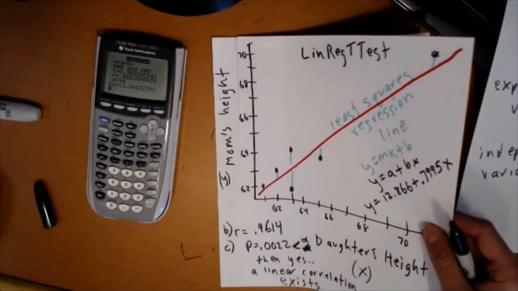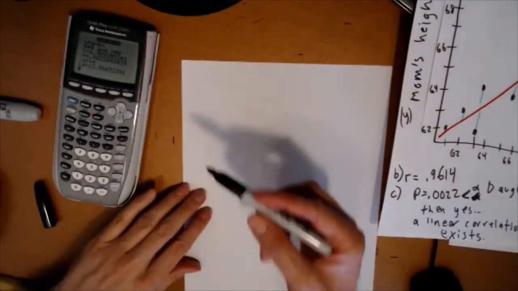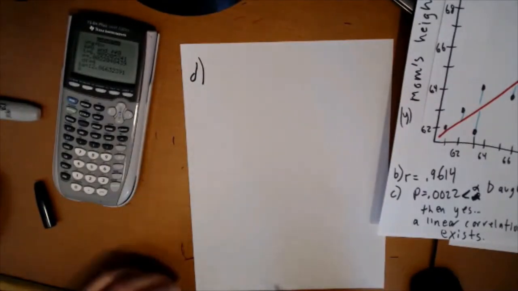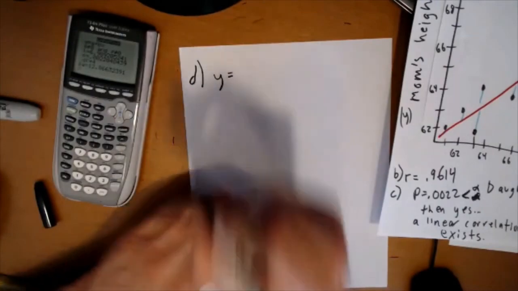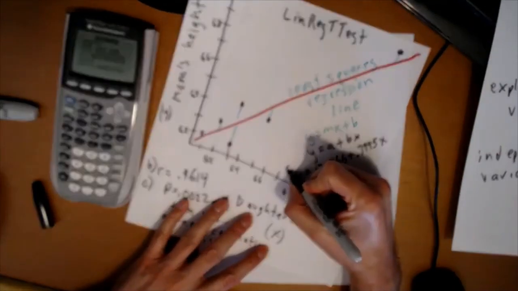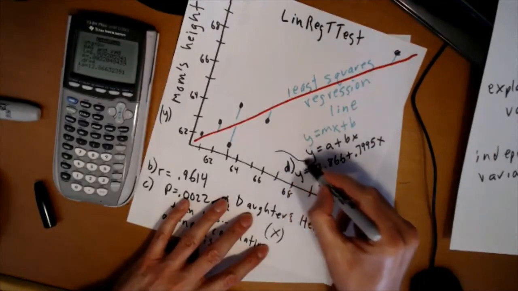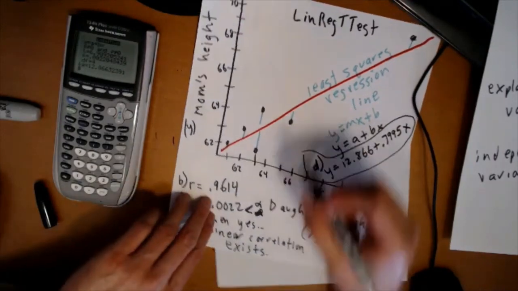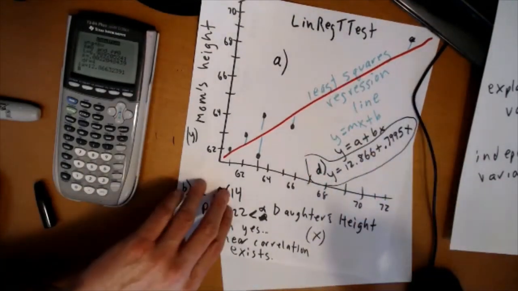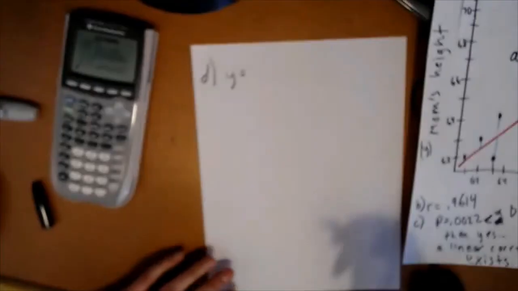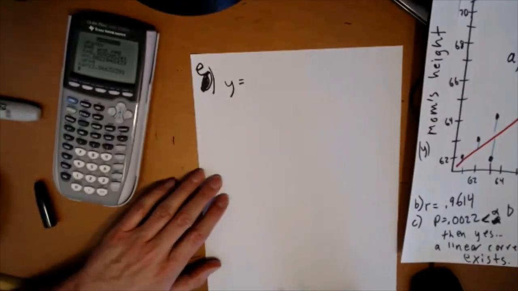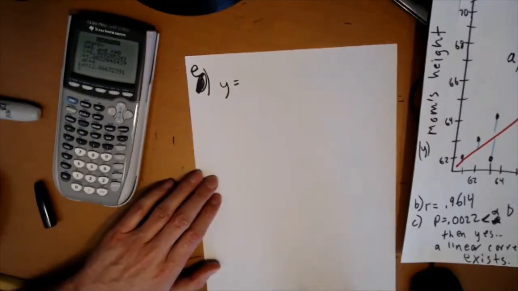Let's see, new paper here. So we answered A, B, C. We're on to part D. Find the least squares regression line. Oh, we found that. That was y equals, I guess I could just put it right here. Here's part D. That was D. A was my scatter plot. So I guess I'm on to part E. If a mother is 64 inches tall, predict how tall the daughter will be.